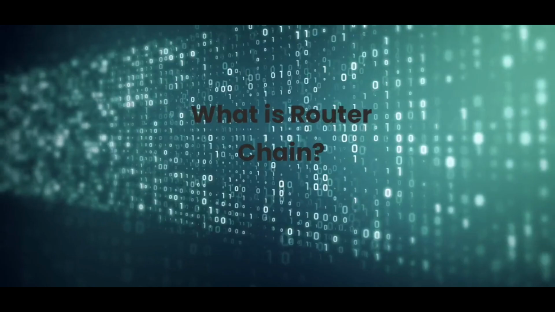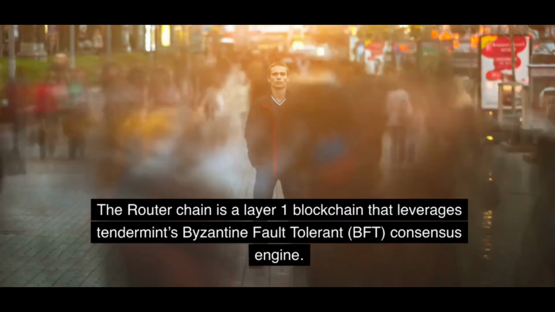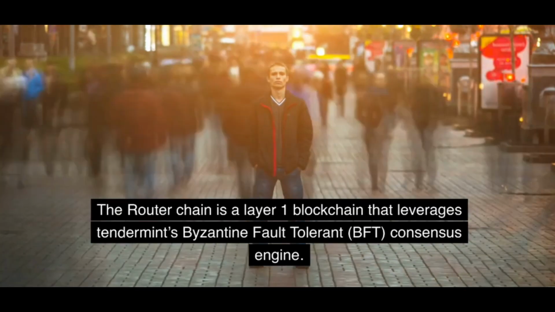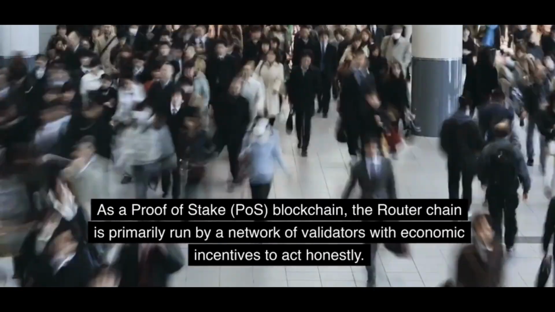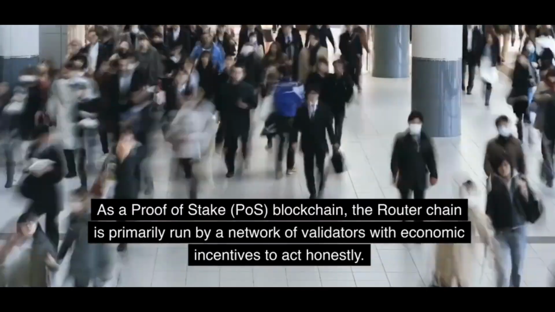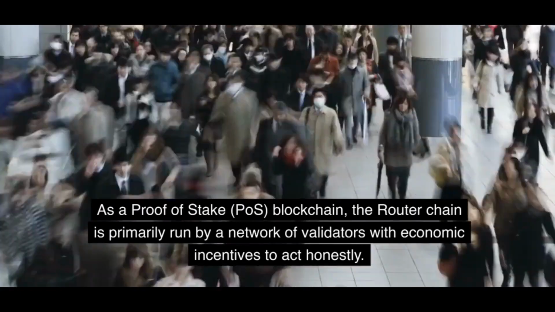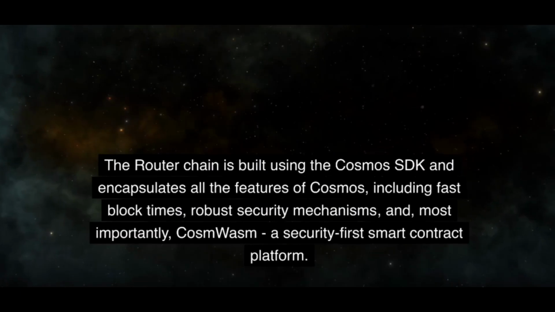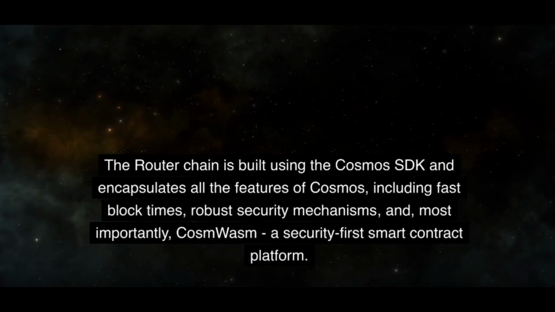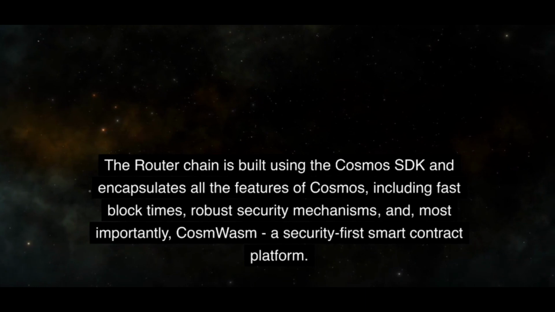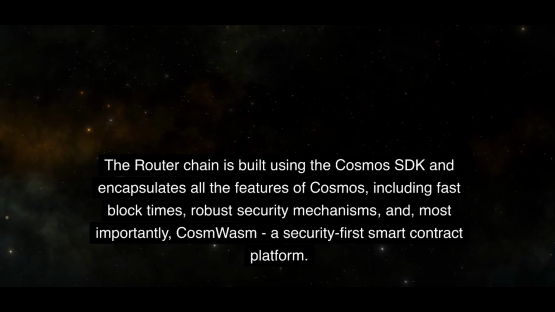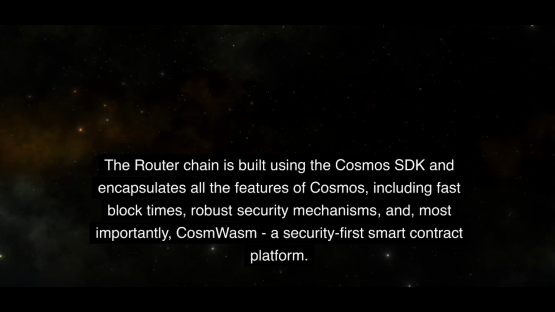What is Router Chain? The Router Chain is a layer 1 blockchain that leverages Tendermint's Byzantine fault-tolerant (BFT) consensus engine. As a proof-of-stake (POS) blockchain, the Router Chain is primarily run by a network of validators with economic incentives to act honestly. The Router Chain is built using the Cosmos SDK and encapsulates all the features of Cosmos, including fast block times, robust security mechanisms, and, most importantly, WASM, a security-first smart contract platform.